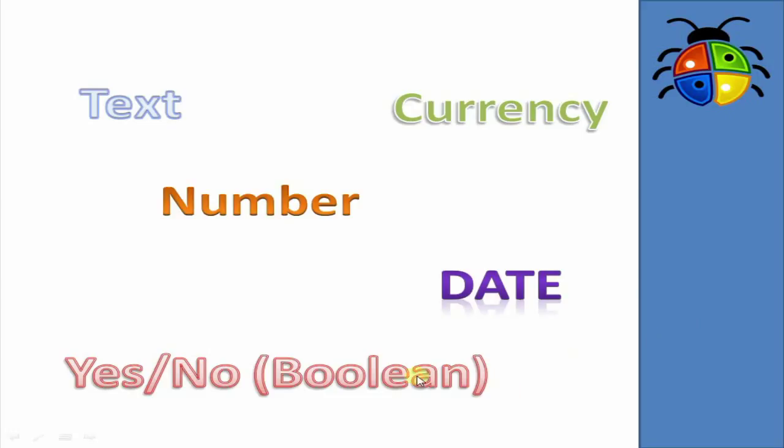And finally, we've got yes, no, also known as a Boolean. This is something that's got only two answers. So you can have a yes, or you can have a no answer. Traditionally, although not so much nowadays, this might have been used for something like male or female, or has the order been sent, has it not been sent. So when you have a simple yes, no answer, we would normally use a Boolean.